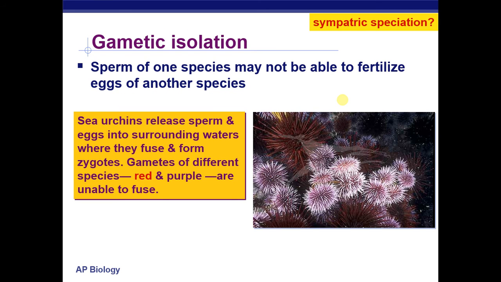And lastly, gametic isolation, when sperm of one species may not be able to fertilize the eggs of another. Here in sea urchins, they release sperm and eggs into the surrounding water where they fuse and form zygotes. Gametes of different species, red and purple, physiologically can't fuse, and so they can never hybridize, and they remain separate species. Gametic isolation.